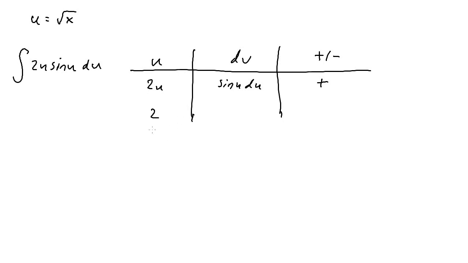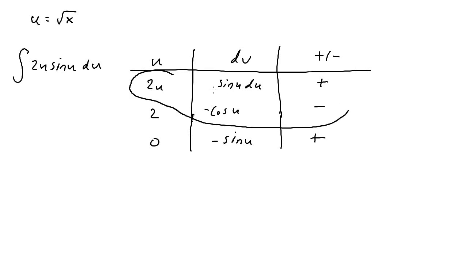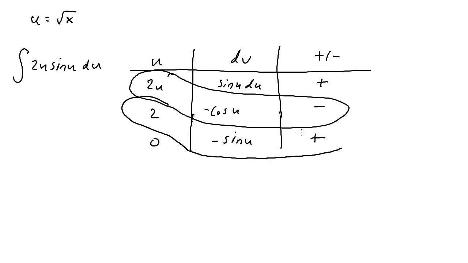So derivative of 2u is 2, derivative of 2 is 0. Integral of sine of u is going to be negative cosine u. Integral of negative cosine is negative sine of u. And then we have alternating, so plus minus plus. Once again, I'm going to go ahead and circle around these terms until we get to the bottom row. I'm going to stop there, and then we can evaluate.